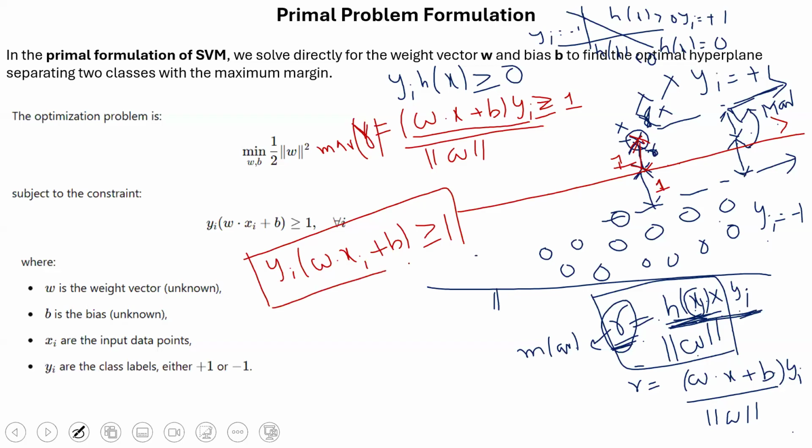So we are trying to scale the numerator to be greater than or equal to 1. So now what does r become? R becomes 1 by modulus of w. That means every other point has distance greater than 1, but only the support vectors are at distance 1.